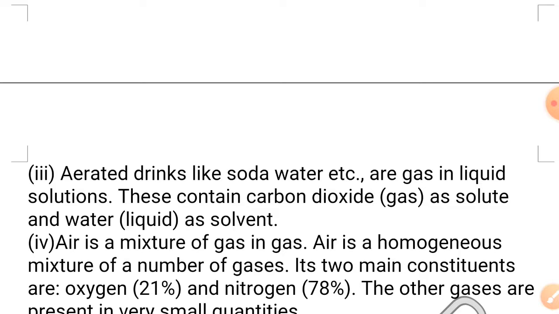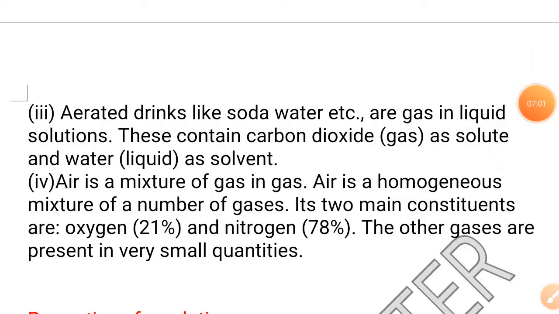Now, air is a mixture of gas in gas. We know that air is a homogeneous mixture and there are a number of gases. Let's talk about its composition. We know that the highest amount of gas present in air is that of nitrogen. Nitrogen is present at 78% in air. Your oxygen is about 21%, and similarly other gases are also present there in small amounts. So students, thus air is a mixture of gas in gas.